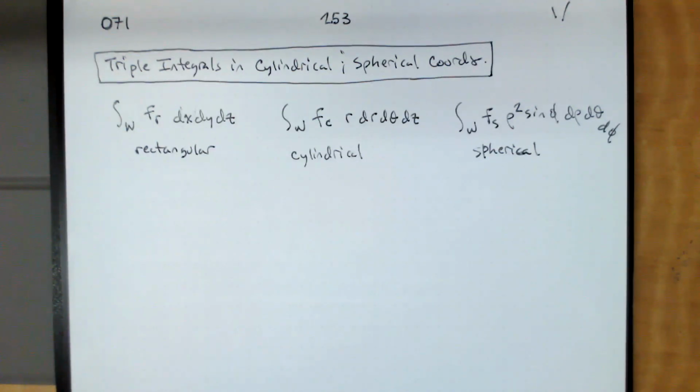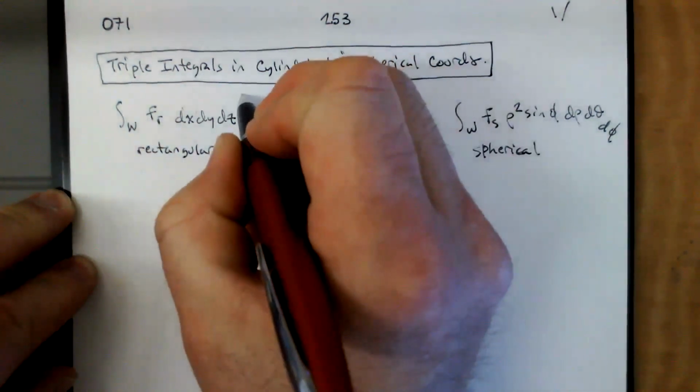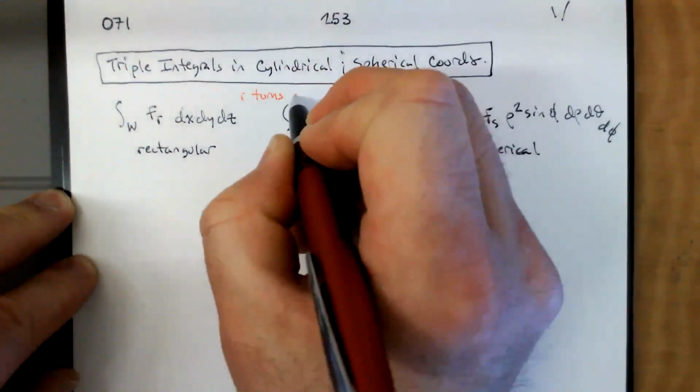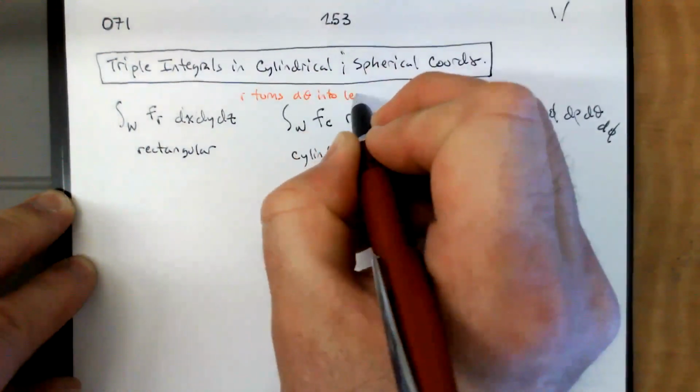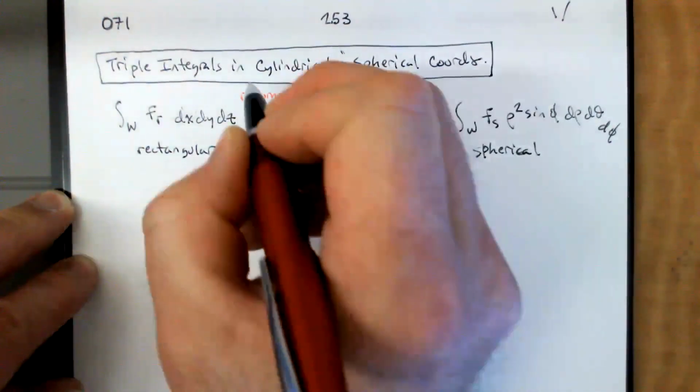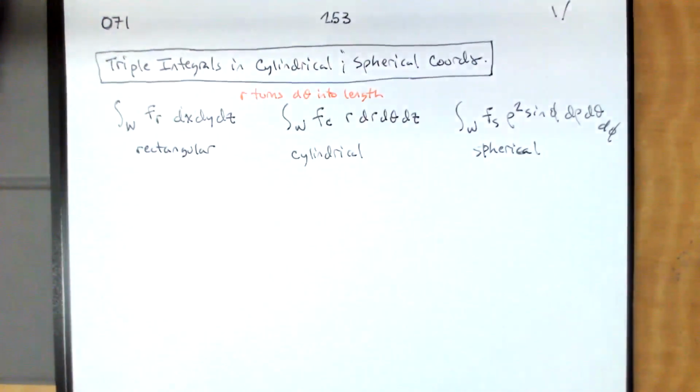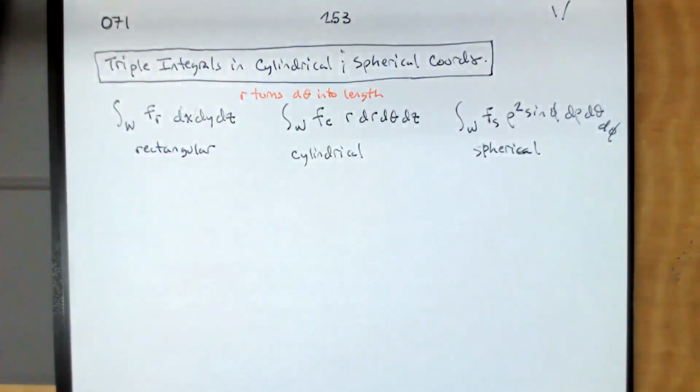In cylindrical coordinates, we have r, theta, and z. Since d theta is a measure of an angle, not a length, we need the arc length to turn it into a length. And that's why we have the r. That r turns d theta into a length, specifically arc length. It makes d theta into a length so that r dr d theta dz is a volume, length times width times height, just like dx, dy, dz.